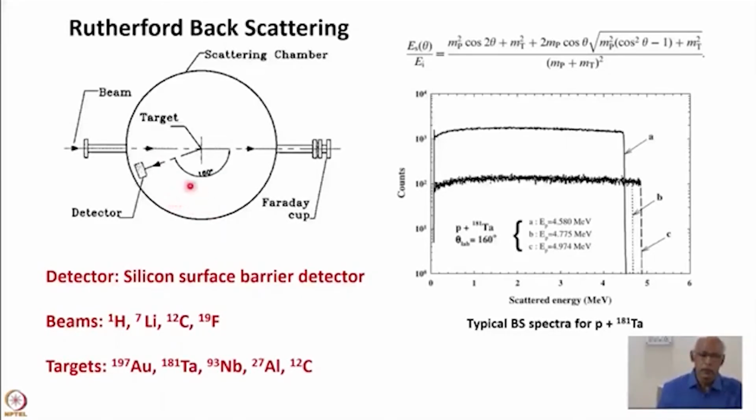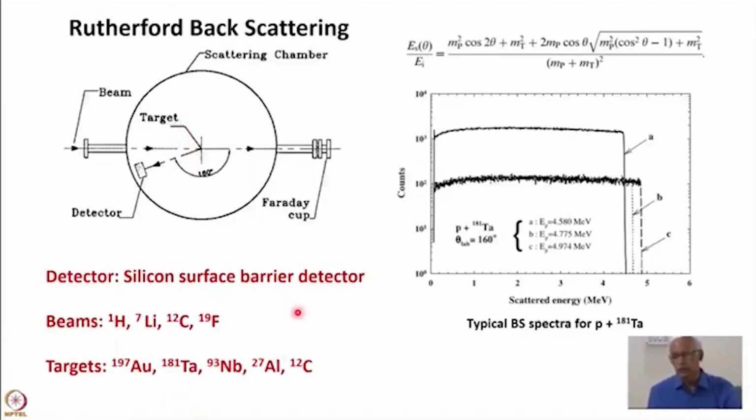The detector was mounted at 160 degrees here. And the direct beam, of course, goes to the Faraday cup, which is used for normalization and to see that the current is not fluctuating too much. So this is a scattering chamber, with the targets here and the beam here.